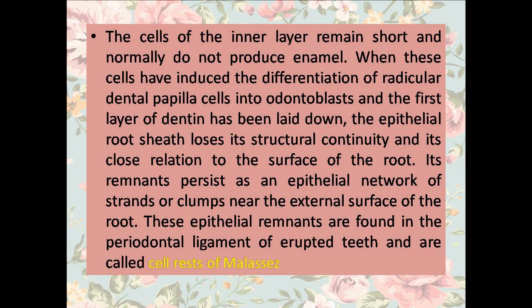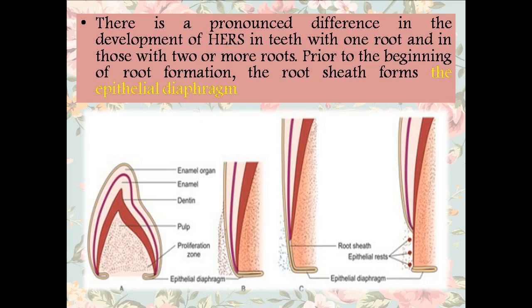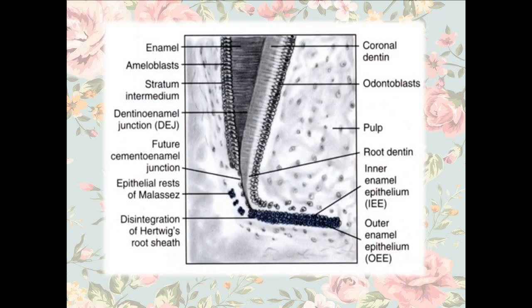These epithelial remnants are found in the periodontal ligament of the erupted teeth and are called the cell rests of Malassez. So what are the remnants of Hertwig's epithelial root sheath called? Cell rests of Malassez. Where do we see them? We see them in the periodontal ligament of the erupted teeth. So in the crown part, after a layer of dentine is formed, we see the formation of enamel. And in the root part, after a layer of dentine is formed, we see loss of structural continuity of Hertwig's epithelial root sheath.